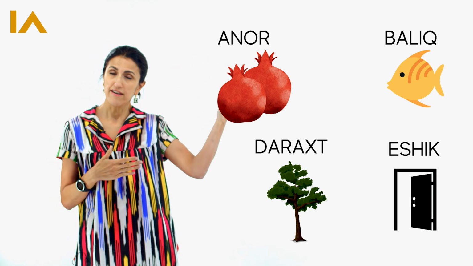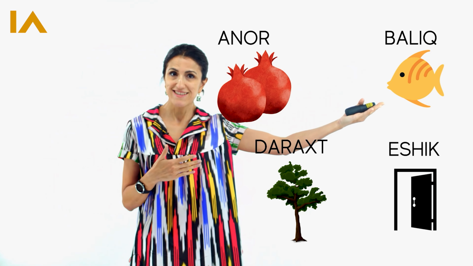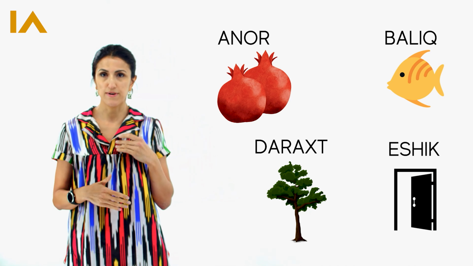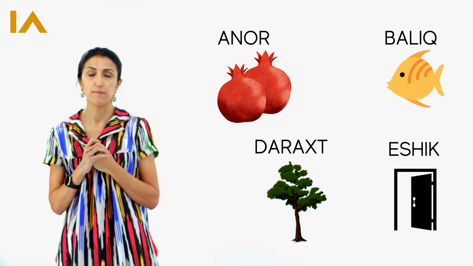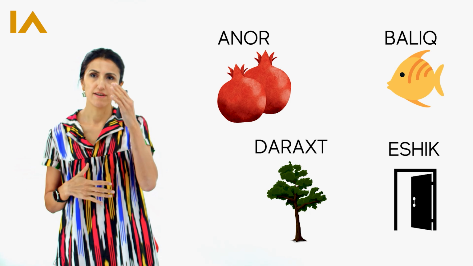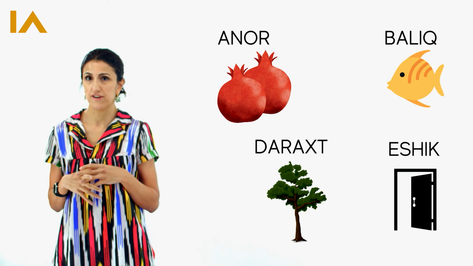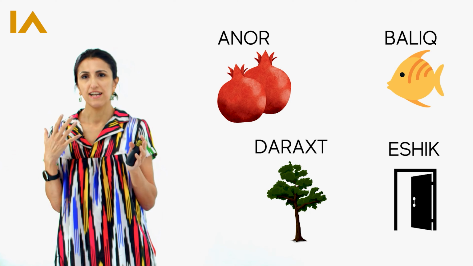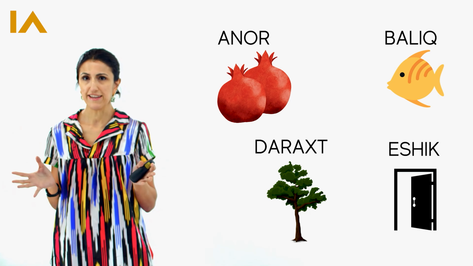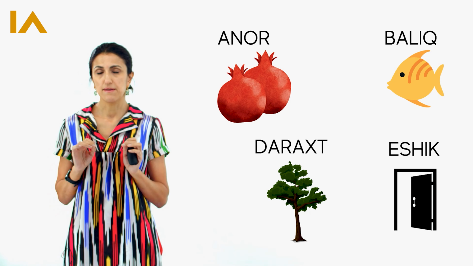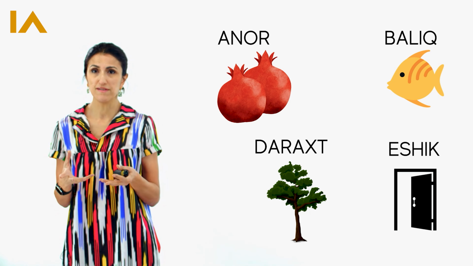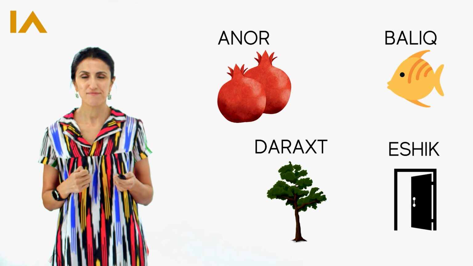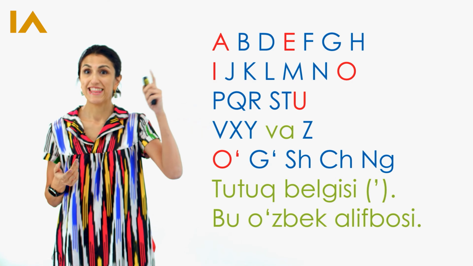Okay, A, anor, B, balık, D, daraht, E, eşik, and so on and so on. So you can Google those. There are plenty of materials, words in alphabetical order, nouns, different types, similar, fruit, vegetable, animals, whatever you like, you can find. But the thing is that you just choose your own popular stuff and you write them down and you make your own ABC book. And this is how you can memorize these letters.